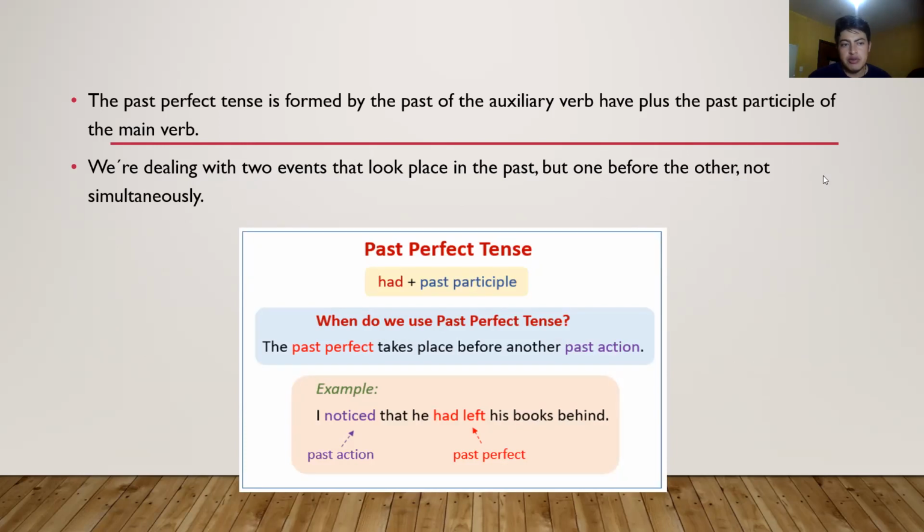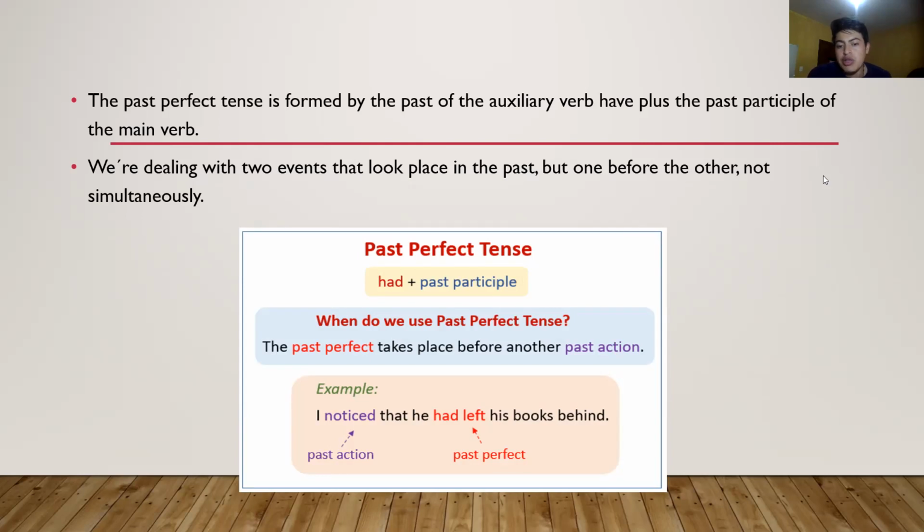Okay, to continue with the topic, the past perfect tense is formed with the past of the auxiliary verb have plus the past participle of the main verb. We're dealing with two events that took place in the past, but one before the other, not simultaneously. We have an image with an example. To form the past perfect tense, we need to put had plus past participle.